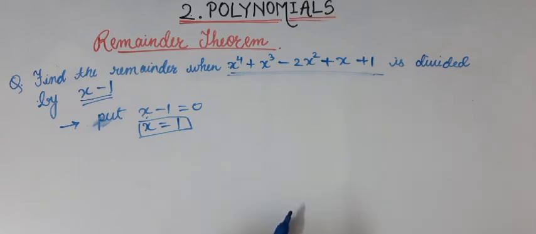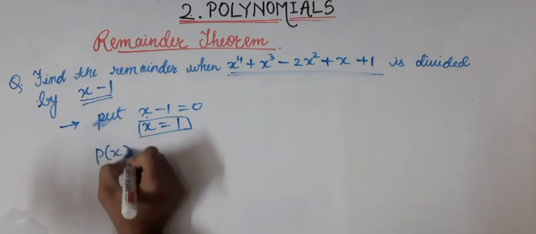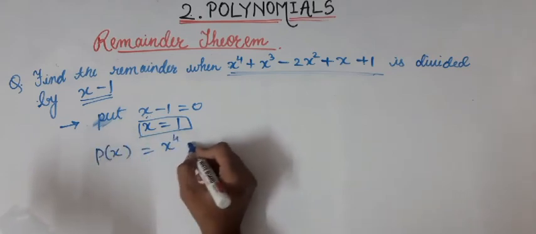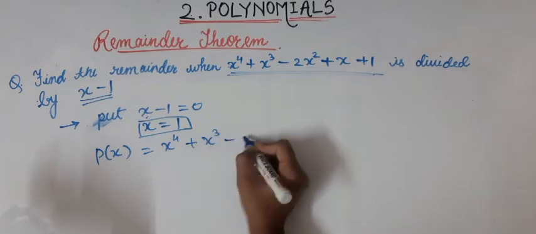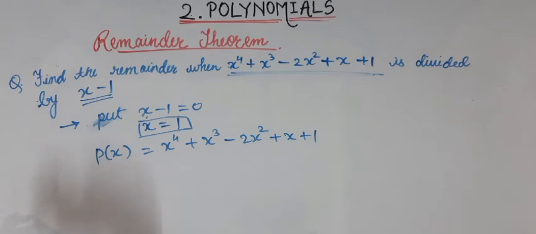So first you write what is your dividend. So P of x is what? Your dividend. What is it? X raised to 4 plus x cube minus 2x square plus x plus 1. This is your dividend. Okay.